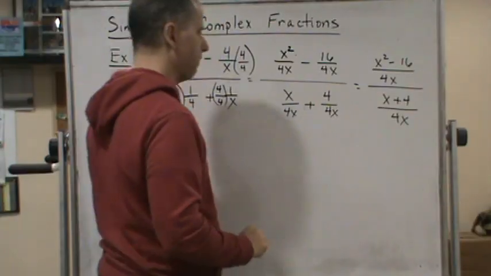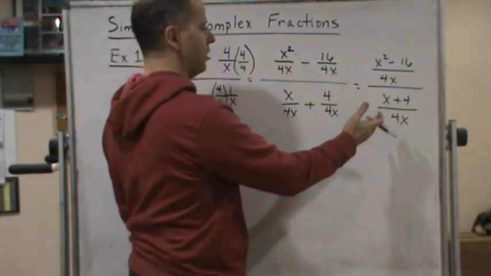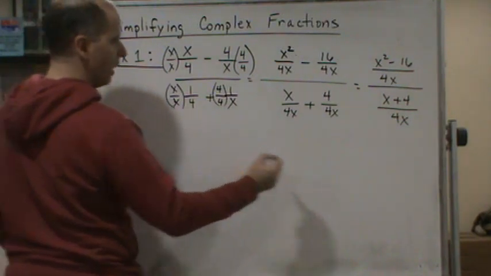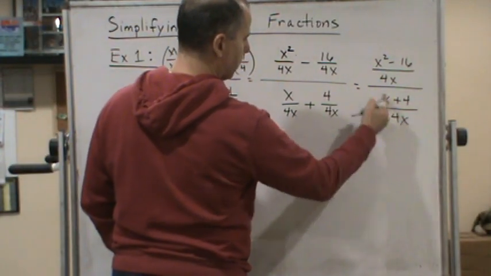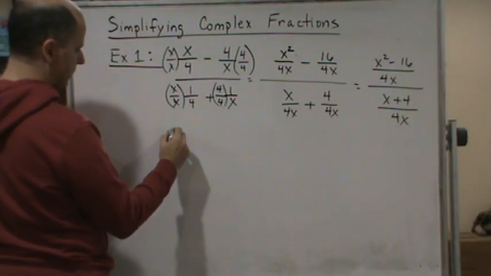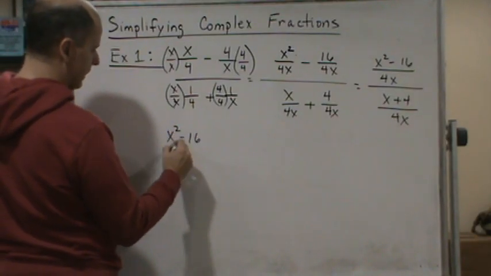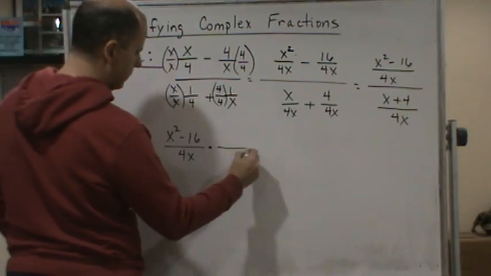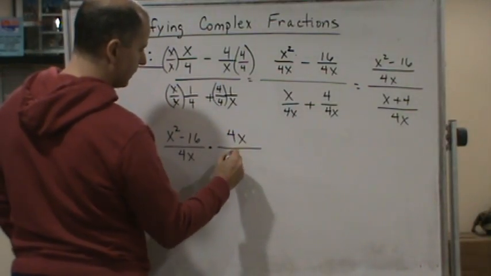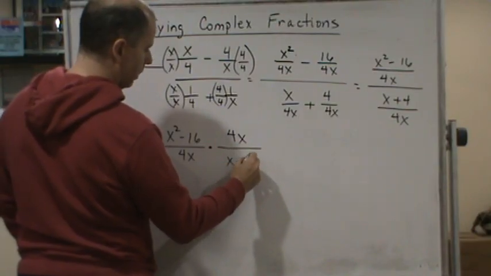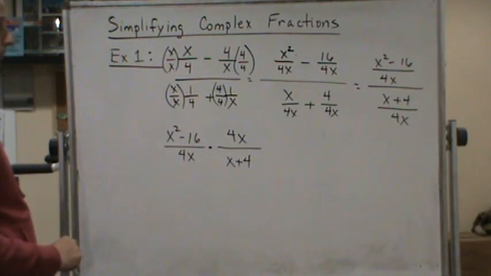And now I can change this into a multiplication of two fractions, because all I have to do is multiply by the reciprocal of the denominator here. So now I can write this as x squared minus 16 over 4x times 4x over x plus 4.